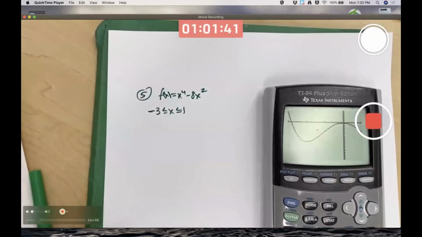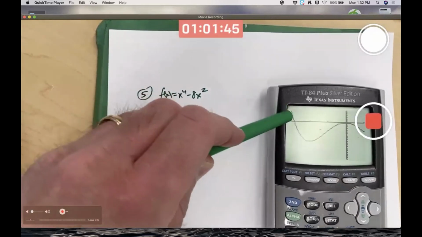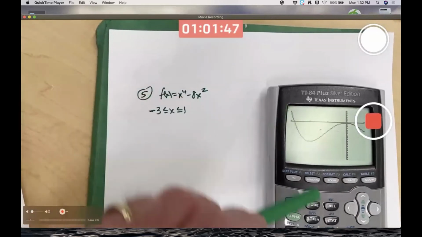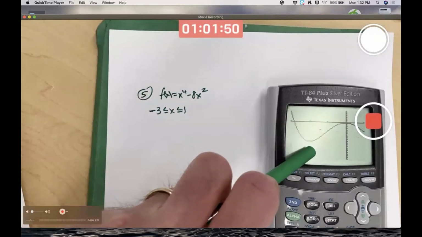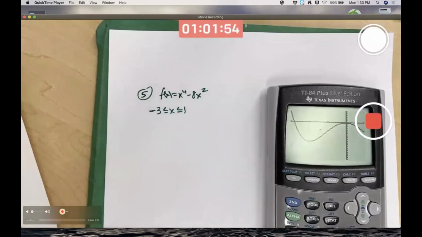Where's the highest point? Where's the lowest point? Looks like the highest point occurs at the left endpoint of the interval, and the lowest point occurs at this critical point. That's the way it looks. Let's do the algebra now to confirm the answer.